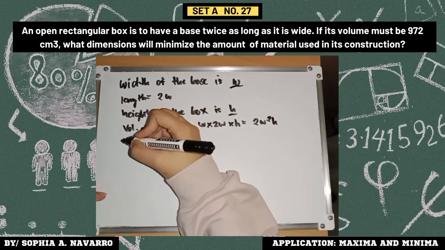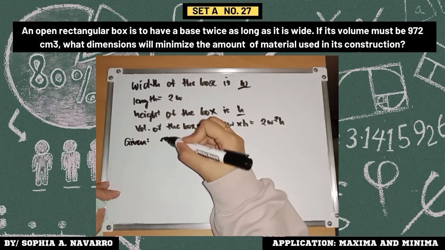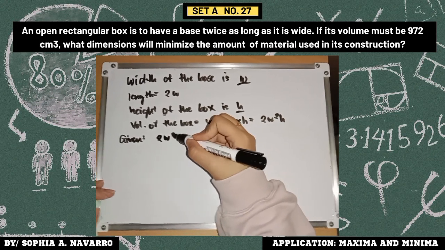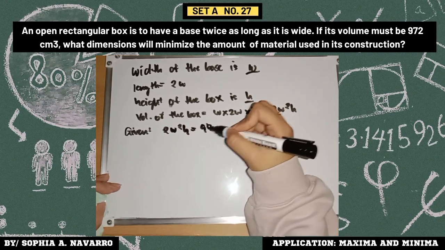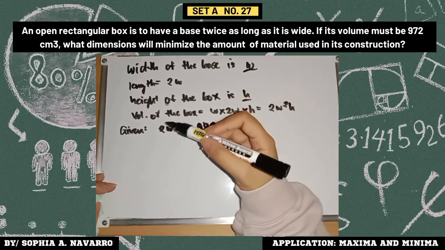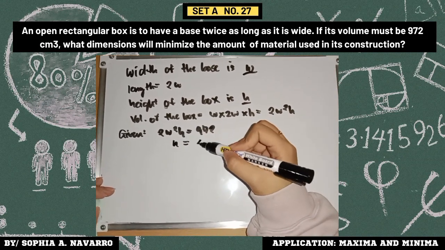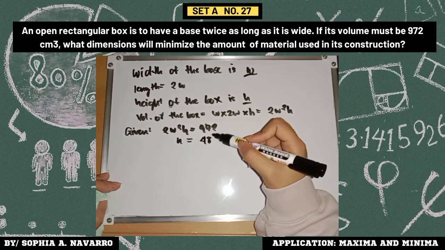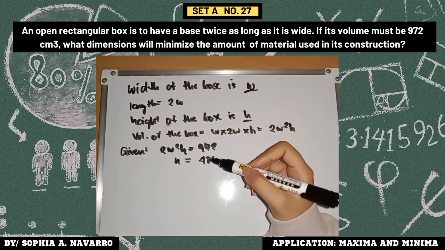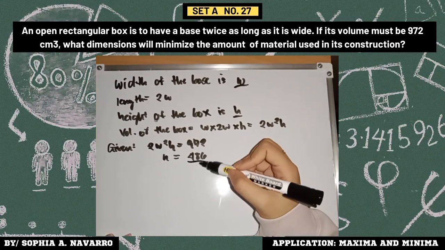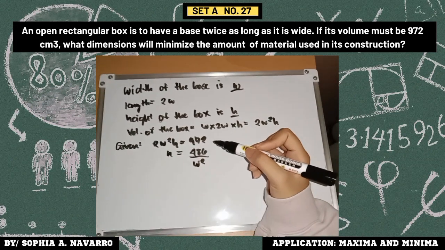So the given will be 2W squared H equals to 972, and the height will be 486 over width squared.